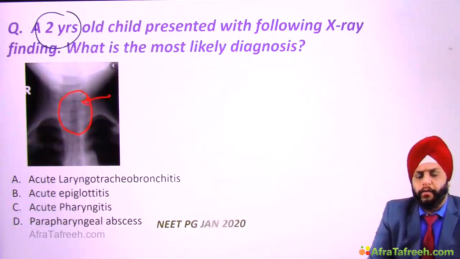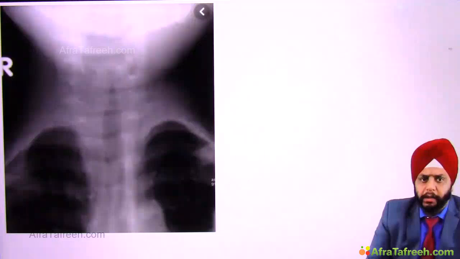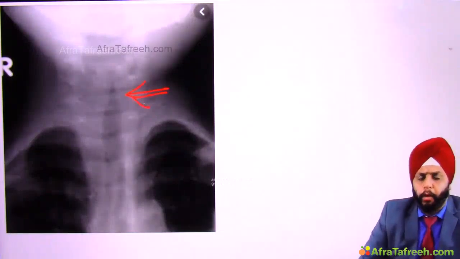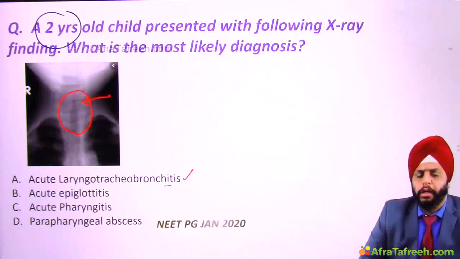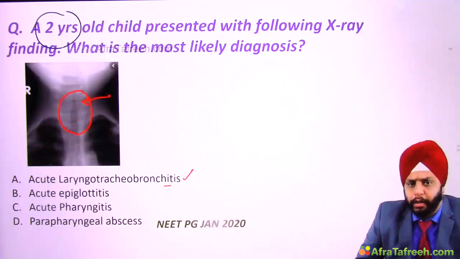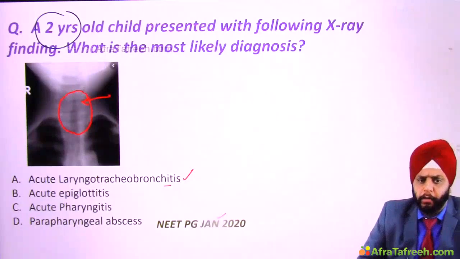You can see the airway getting almost completely blocked over here. Okay, let's look at this. This is the x-ray, complete blockage of the airway. Right? So what is this? This is therefore a case of acute laryngotracheobronchitis. Right? Okay, this question was asked in the NEET PG January 2020.